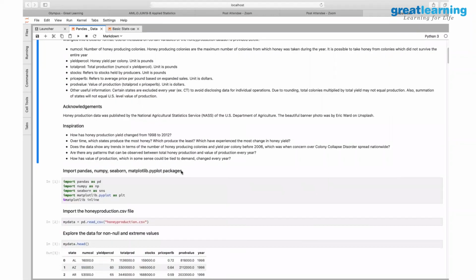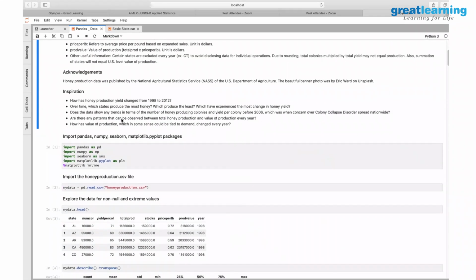That's primarily the data. So the questions we want to understand: how has honey produce yield changed from 1998 to 2012? They want to understand the patterns of honey production and changes happening over a period of time. Which states have produced the most honey, which states have the least, and which states have experienced the most change? Can we come to that?